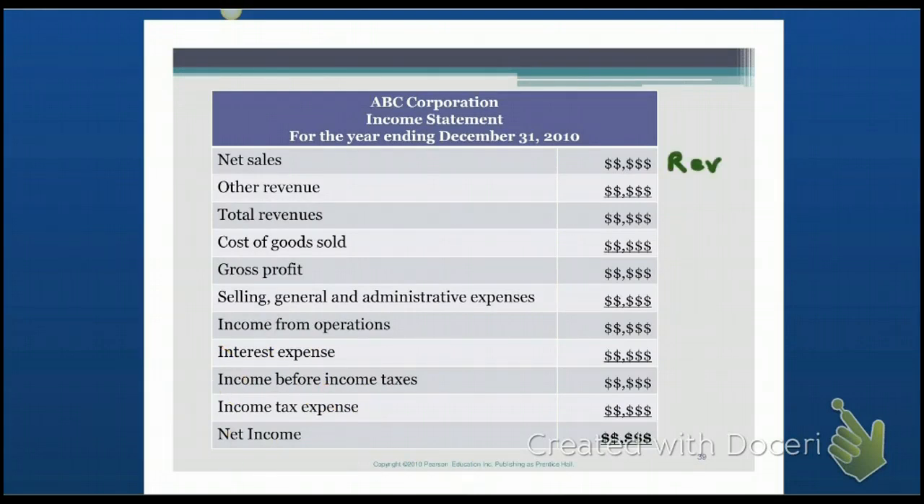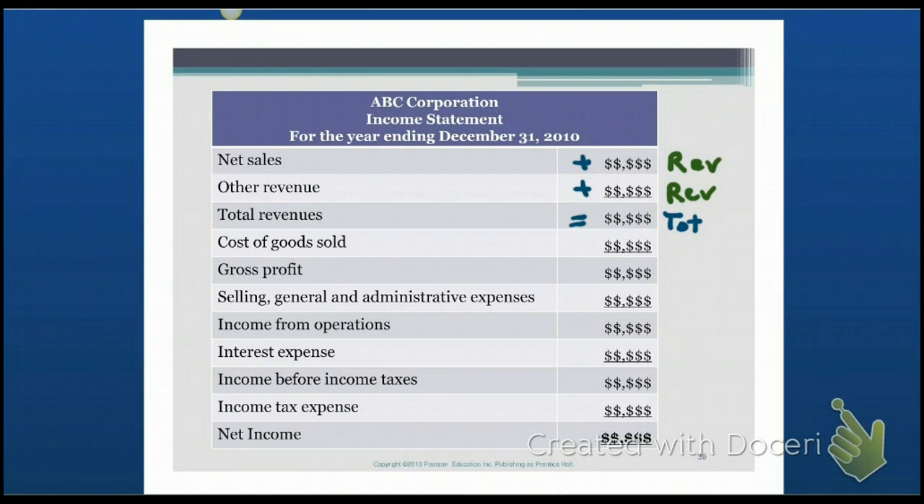Net sales is a revenue item. So is other revenues. So total revenues is a total of those two items. Everything else in the statement are either totals or expenses. Let's look at each of these in detail.